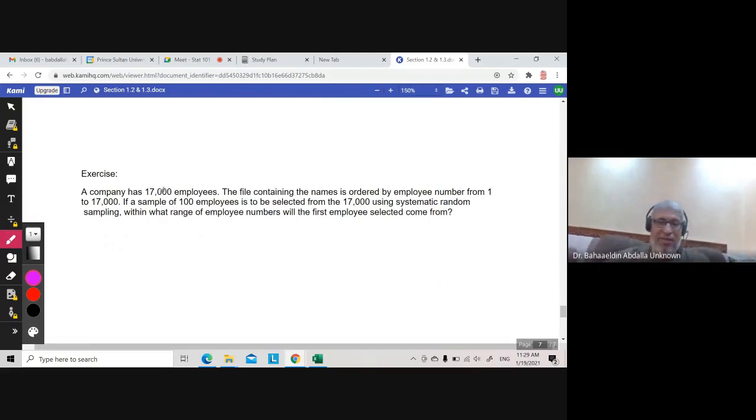Let us finally end with this exercise. A company has 17,000 employees. The file containing the names of these employees is ordered by employee number 1, number 2, number 3. So they are ordered, okay? 1, 2, 3, up to 17,000. If a sample of 100 employees is to be selected from the 17,000 using systematic random sampling, what is K? 17,000 over 100, which is 170.